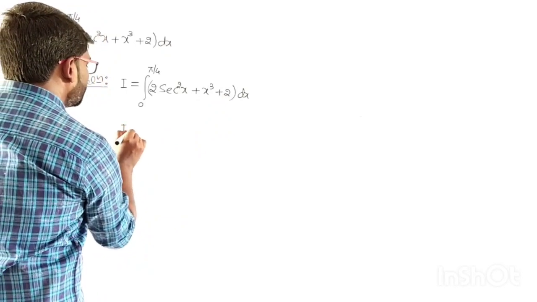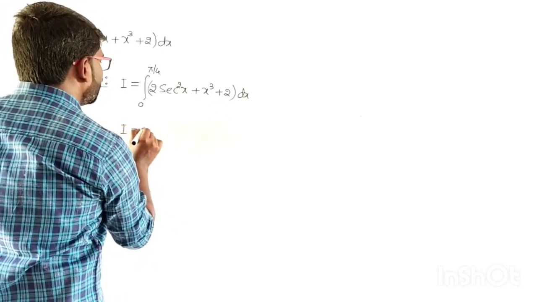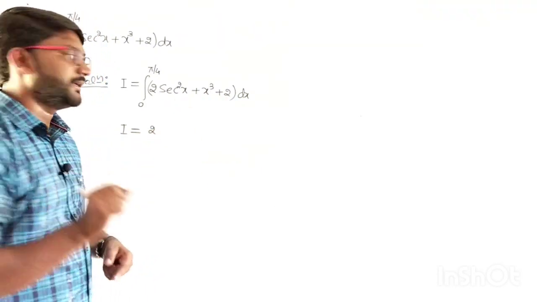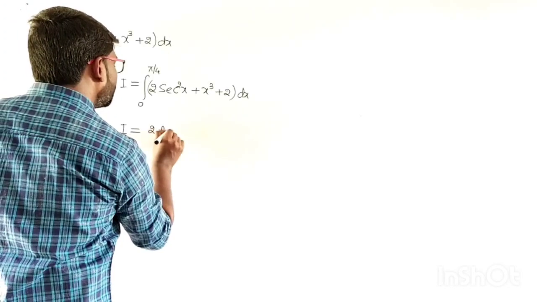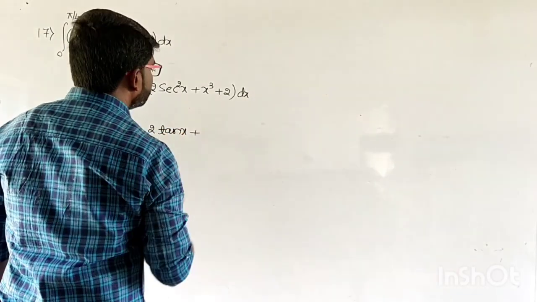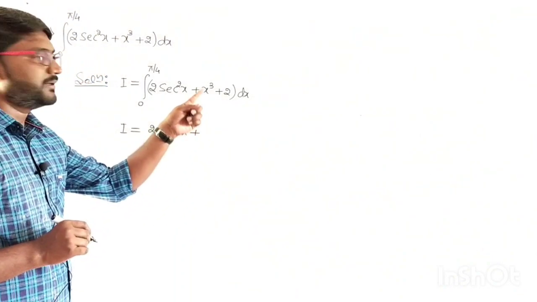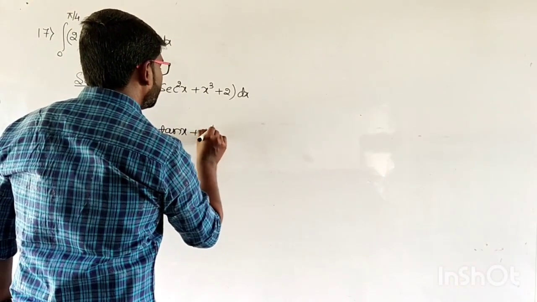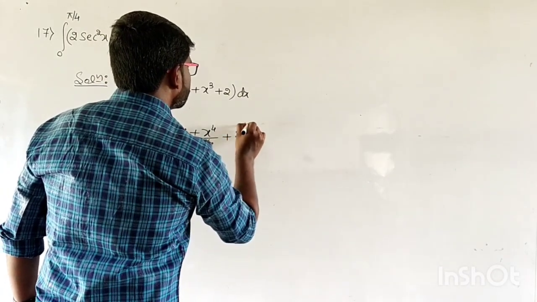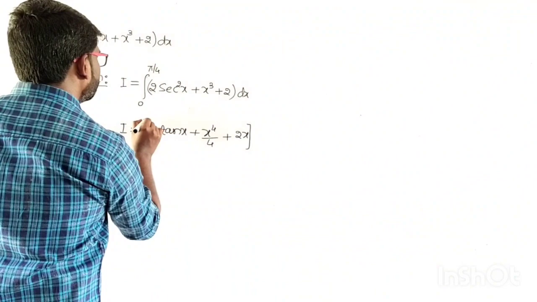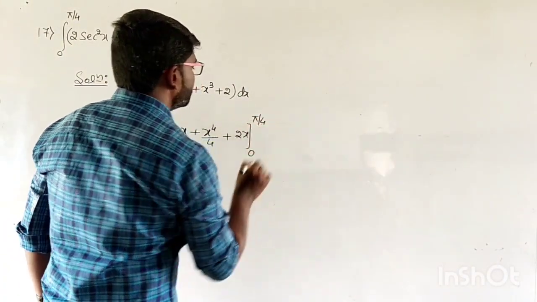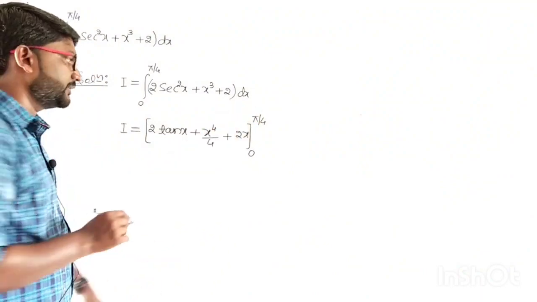I, which is equals to 2, I write it as it is. Integration of secant square x will be tan x. So we get tan x, then plus, integration of x to the power 3 becomes x to the power 4 divided by 4, plus 2x, then apply the limit. So it is 0 to pi by 4. So now upper limit minus the lower limit.